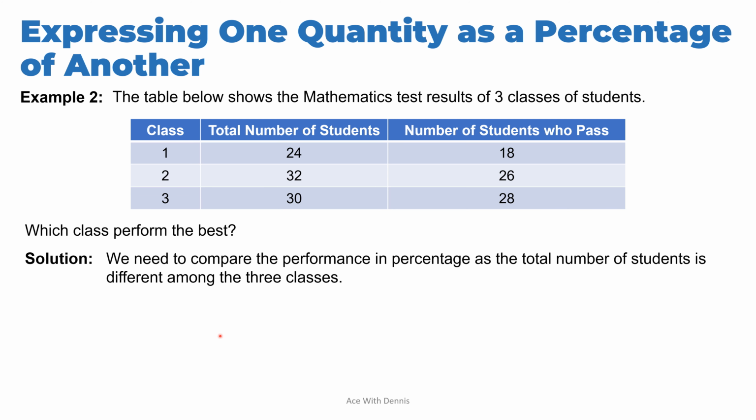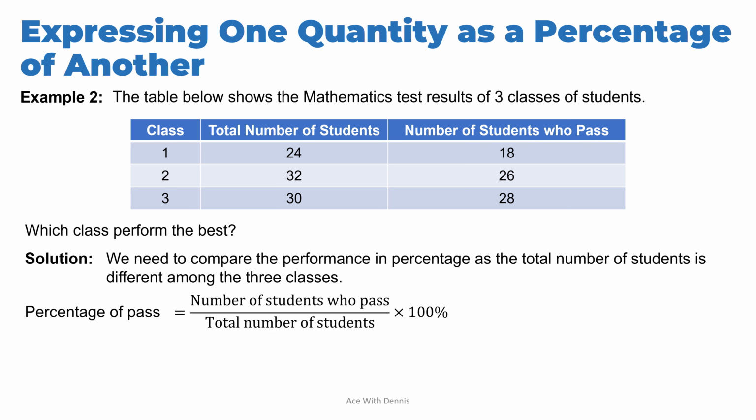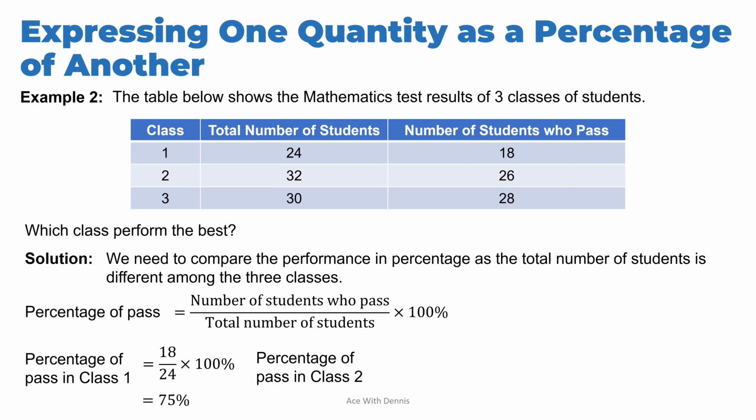So we need to compare the performance in percentage as the total number of students is different among the 3 classes. So percentage of pass will be number of students who pass over total number of students times 100%. Now we calculate the percentage of pass one by one. Percentage of pass in class 1 will be 18 over 24 times 100%, which is 75%. Percentage of pass in class 2 is 26 over 32 times 100%, which is 81.25%.